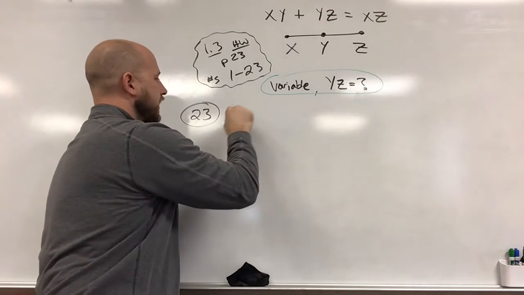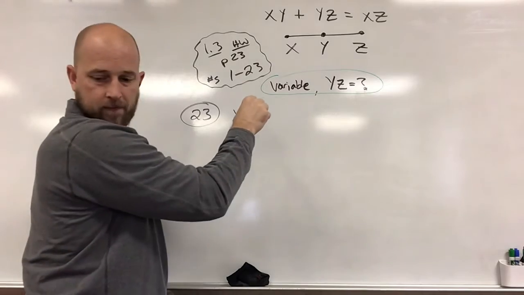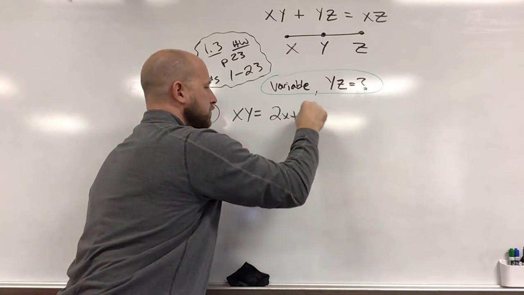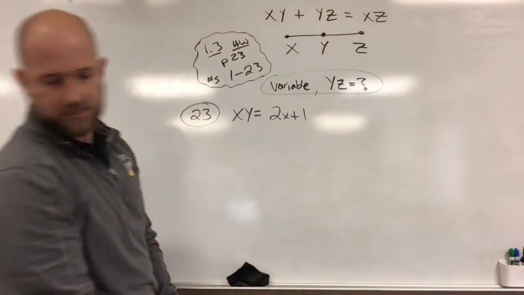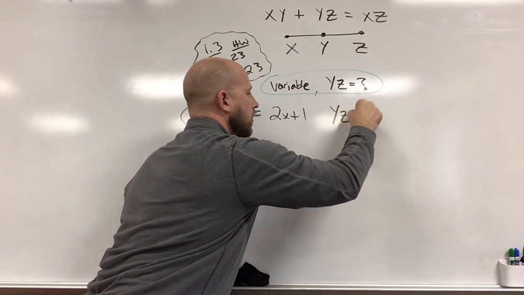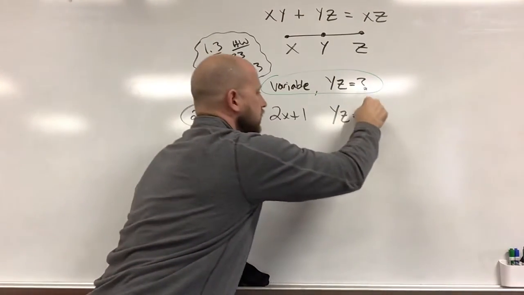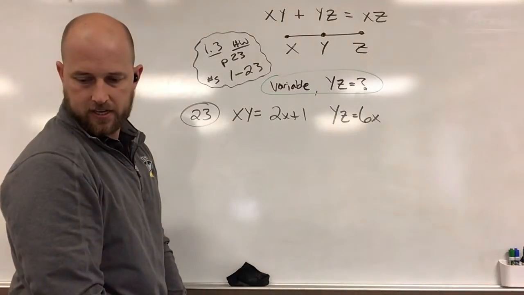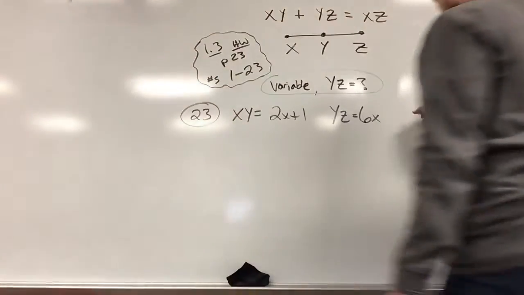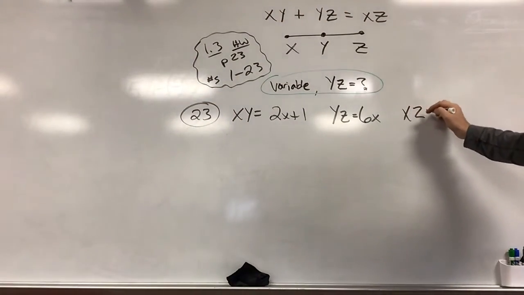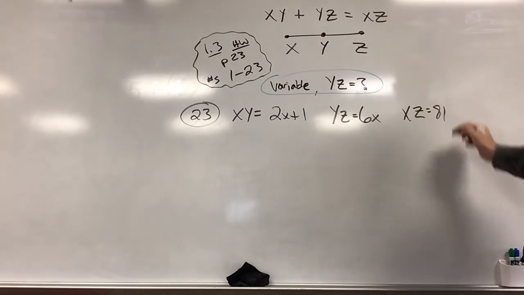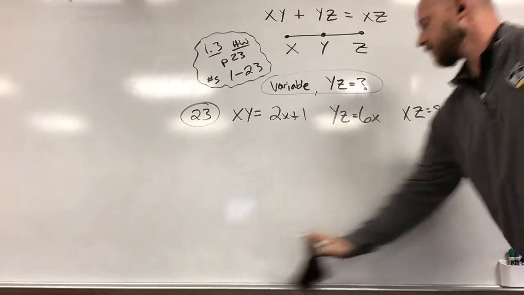So xy, this is number 23, equals 2x plus 1, yz equals 6x, and then xz equals 81.